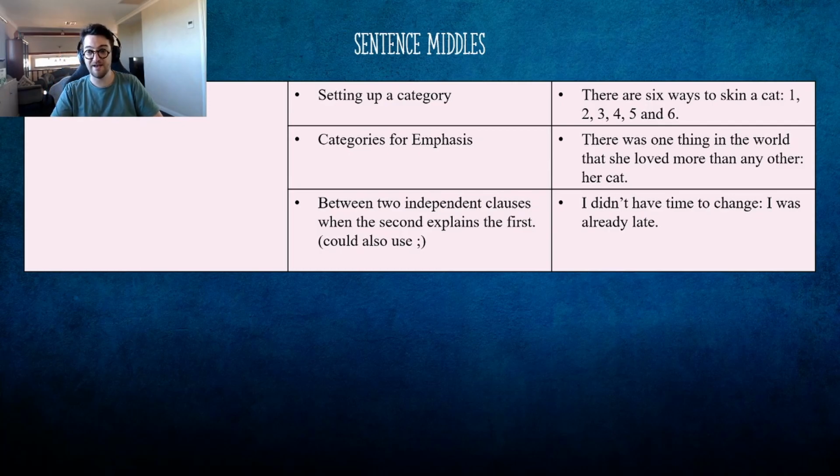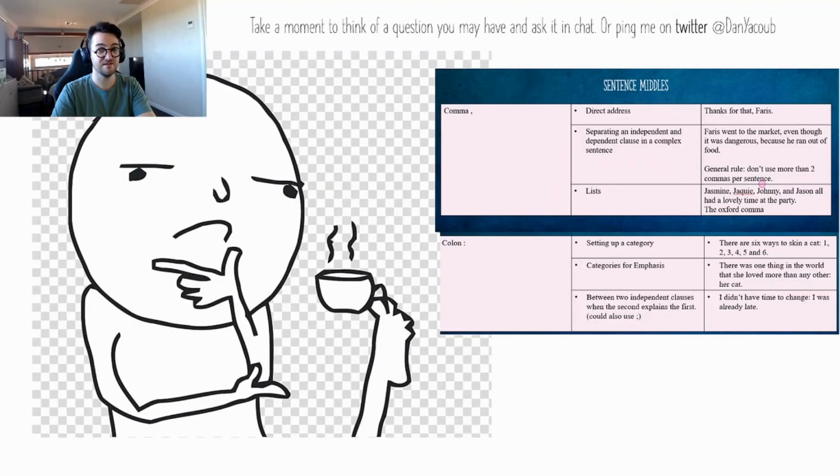I didn't have time to change: I was already late. That is 2 independent clauses. You could make a compound sentence out of it. So you could say, I didn't have any time to change because I was already late. That would be a compound sentence, 2 independent clauses joined with a conjunction, so because. However, you can also use a colon here. I didn't have time to change: I was already late. So, we'll stop there for a second.